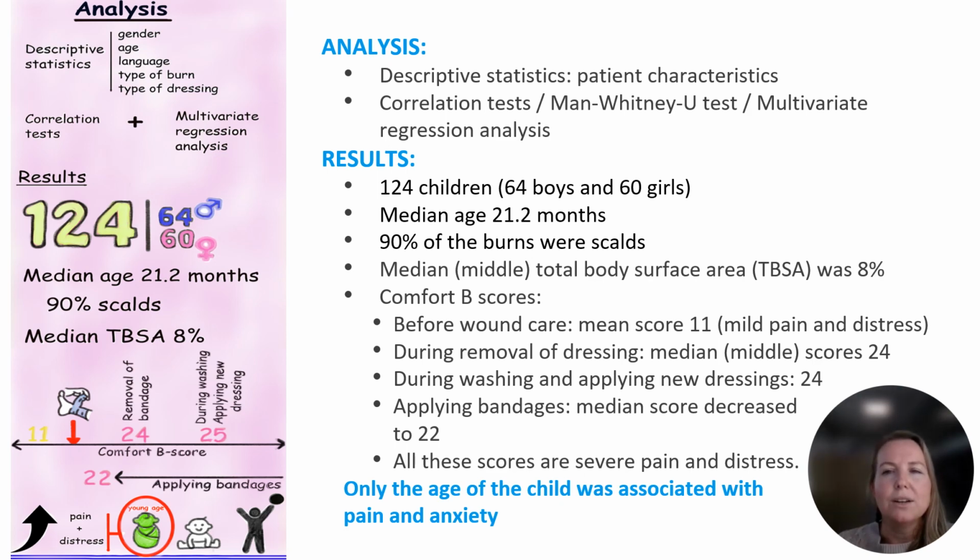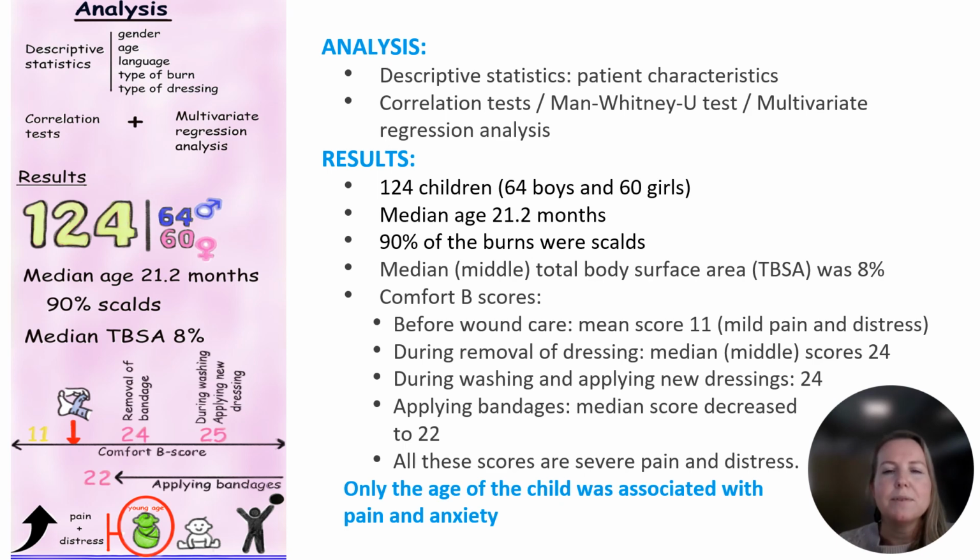The box plot in Figure 1 on page 5 illustrates the range of Comfort B scores at the 4 different phases of the wound care. The vertical black lines represent the range of pain and distress scores, highest and lowest. The box represents where half of the scores were, also known as the interquartile range. The horizontal black line in the box represents the middle score, and the dots represent the number of children that fell outside of this range and what their individual scores were. Table 3 on page 5 provides a breakdown of how many children had mild, moderate, or severe pain and distress at the various time points in the wound care.